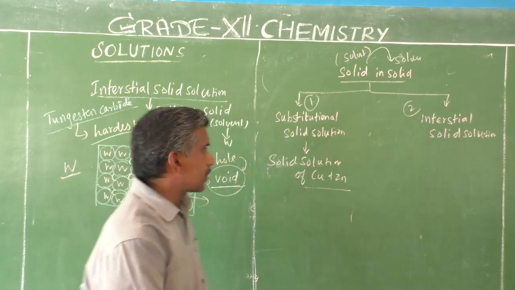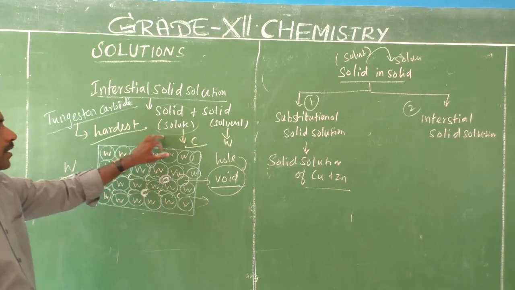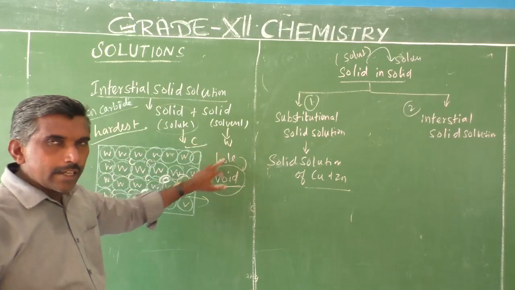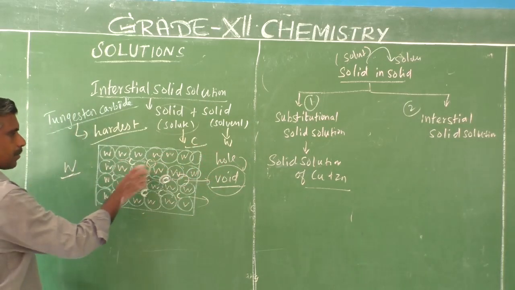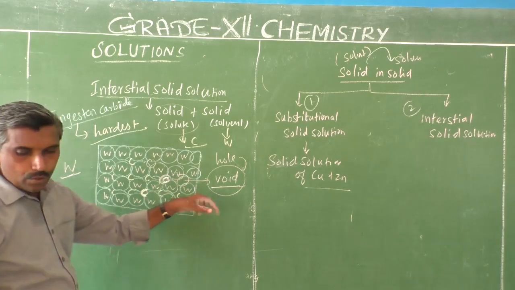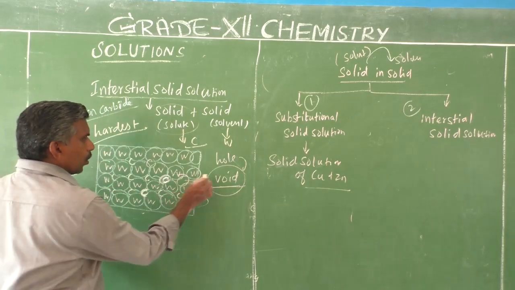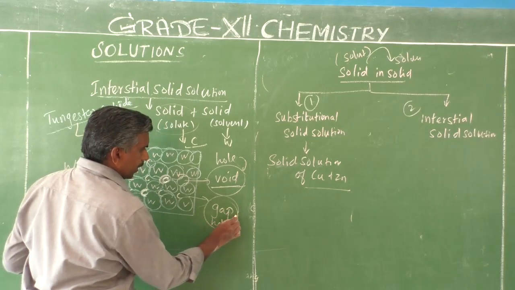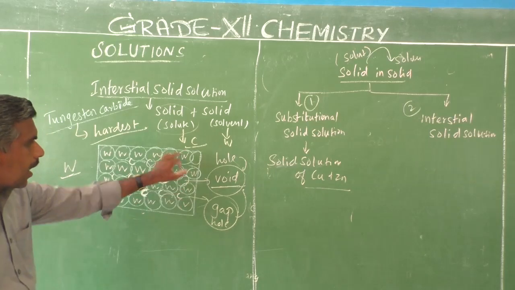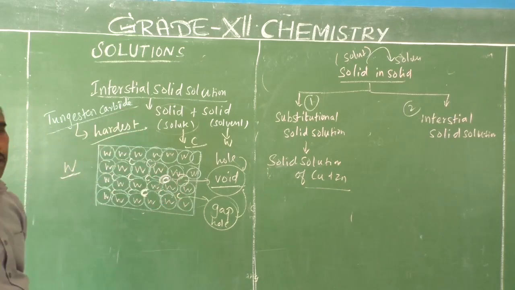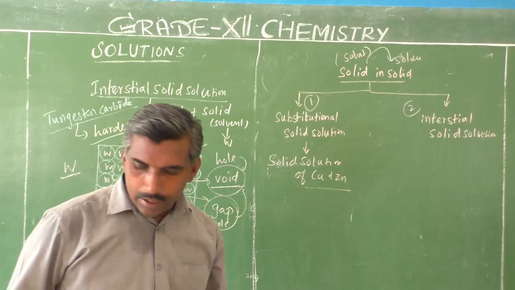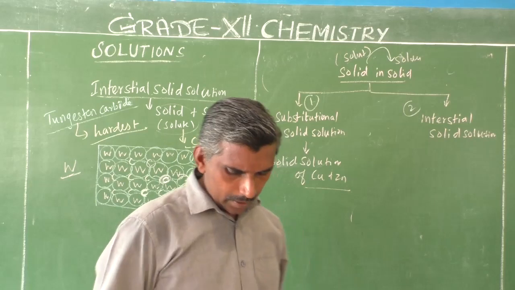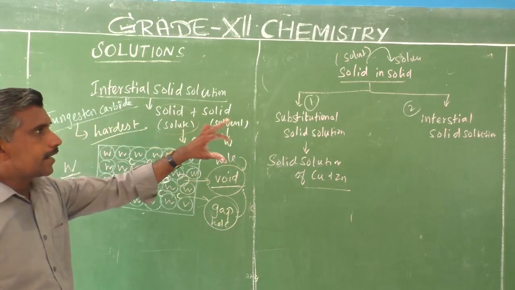Second, interstitial solid solution. Here also it is solid in solid. In tungsten carbide, carbon is a solid and tungsten is a solid. In this tungsten metal, gaps are present. The gap is known as a void, a hole or gap. In this void, carbon is present, so it is an interstitial solid solution. Okay, now solid in solid is over.